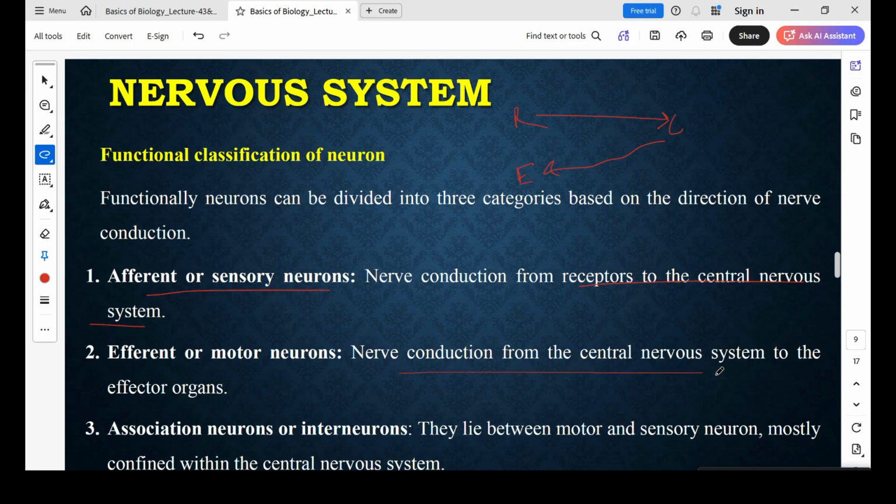Nerve conduction from the central nervous system to the effector organs is done by efferent or motor neurons. Interneurons or association neurons lie between motor and sensory neurons and are mostly present within the central nervous system.